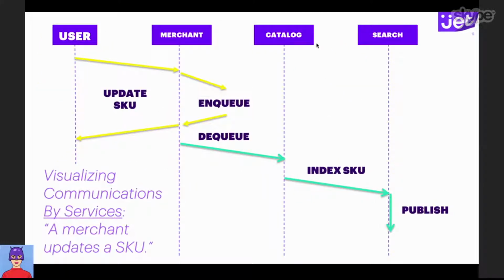So I could take that same flow and split it up in a visualization that looks something like this. Here I've drawn lines. These dotted lines represent different system domains. So we've got this synchronous update for updating a SKU, which enqueues and then dequeues asynchronously into some indexing layer, which then publishes to Elasticsearch.